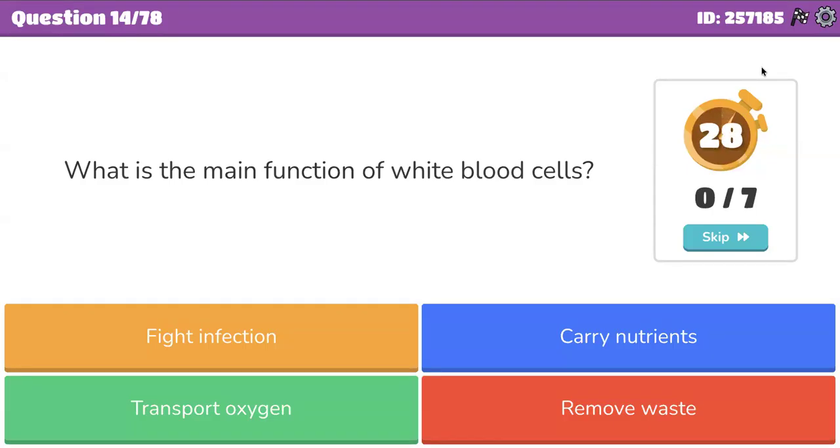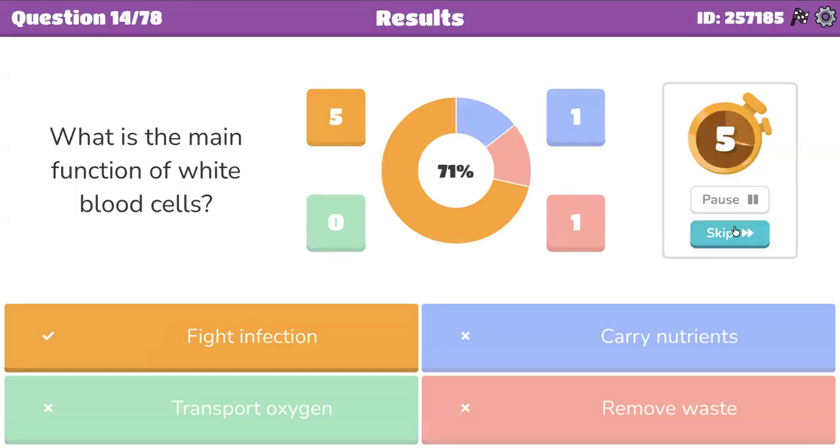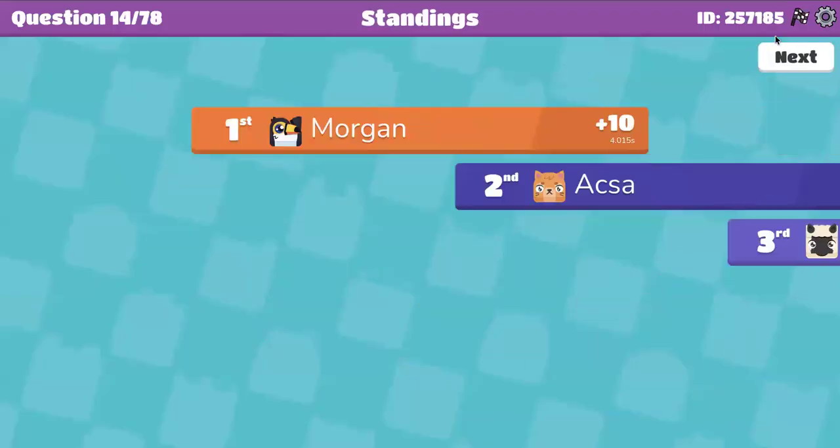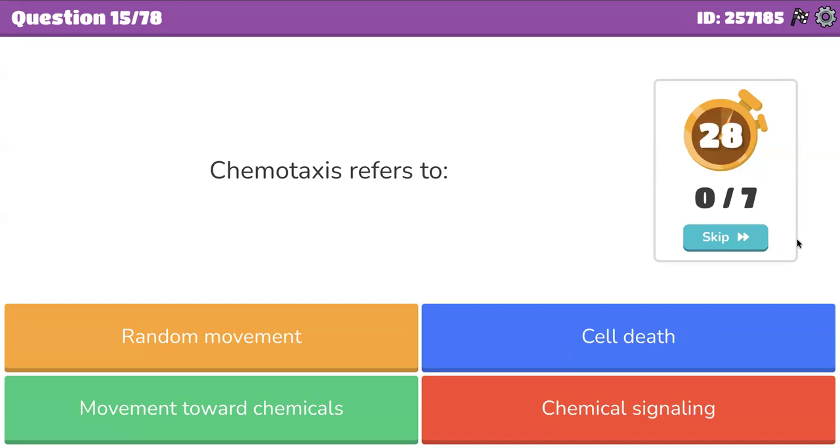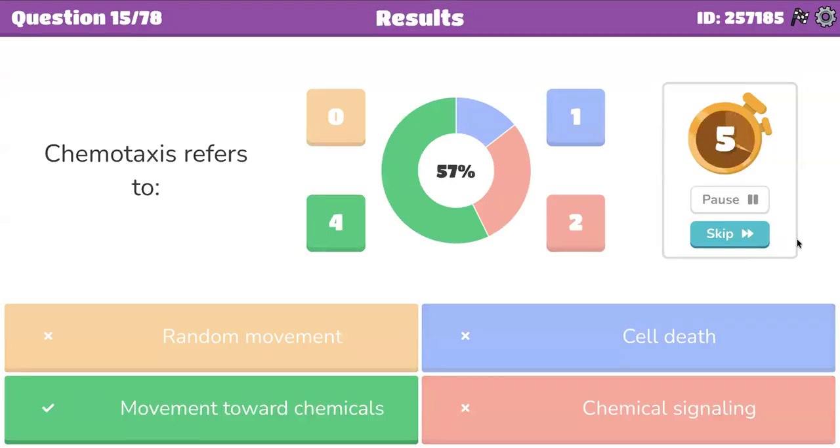What is the main function of white blood cells? They fight infection. That's their primary function. They are the immune response to foreign pathogens. Chemotaxis refers to what? You could break down the word to its roots. Yeah, it means movement towards chemicals.